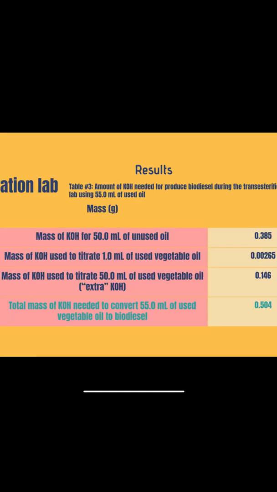She then proceeded to figuring out the amount of potassium hydroxide needed for the transesterification lab. Her result was 0.504 grams. In the end, though the titration process isn't the most crucial step in order to make biodiesel, it sure is really important when it comes to properly executing the transesterification process.